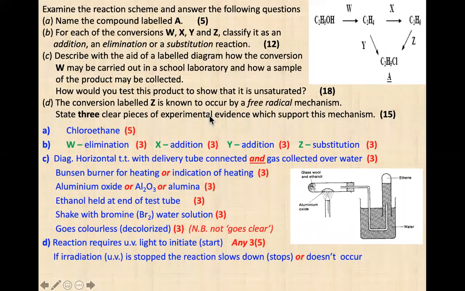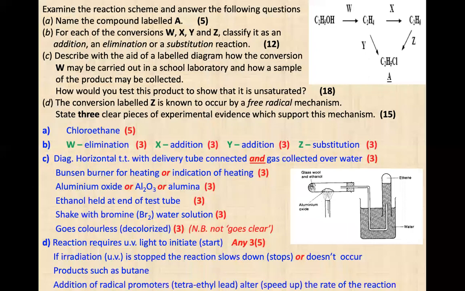If the ultraviolet is stopped, the reaction will slow down, or it will stop, or it doesn't occur. The products such as butane, if you're using ethane, you're going to get butane formed. And the addition of a radical promoter such as tetraethyl lead will speed up the rate of the reaction. So that's 3 of those at 5 marks each.